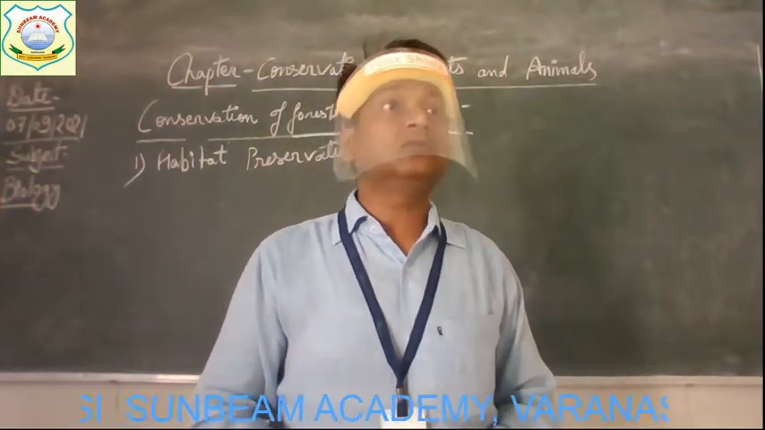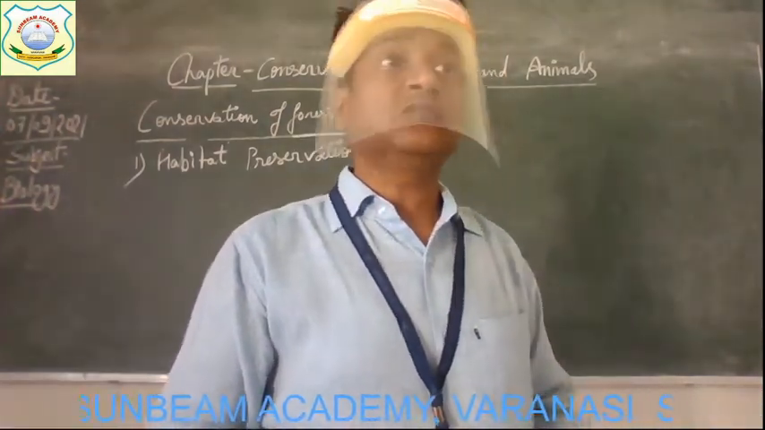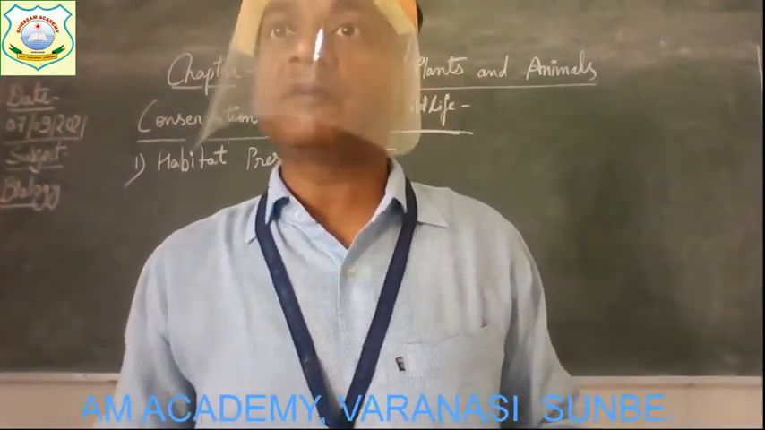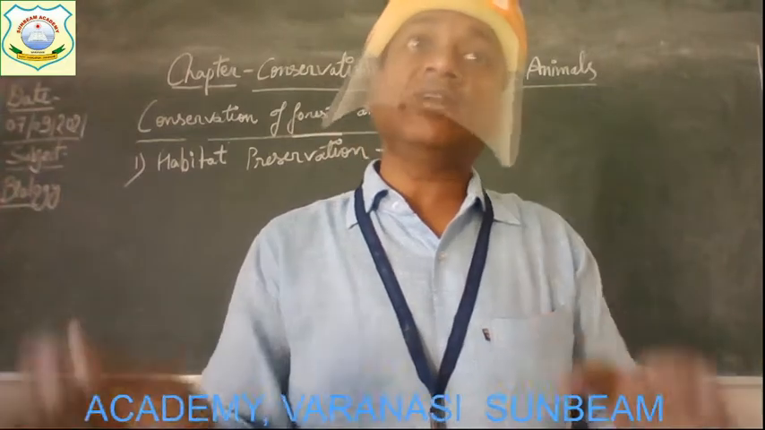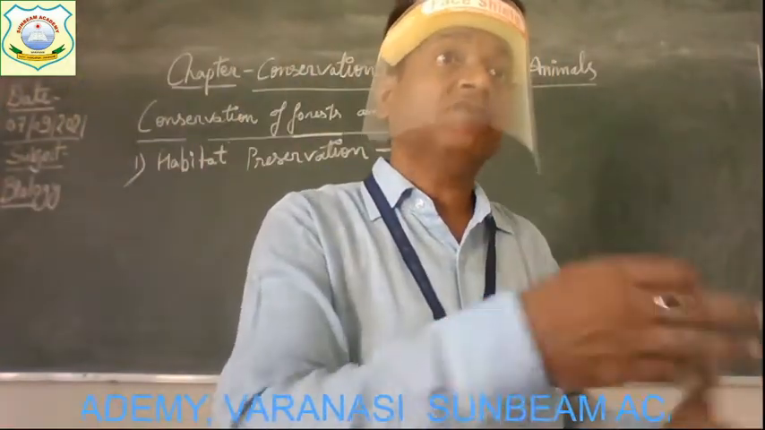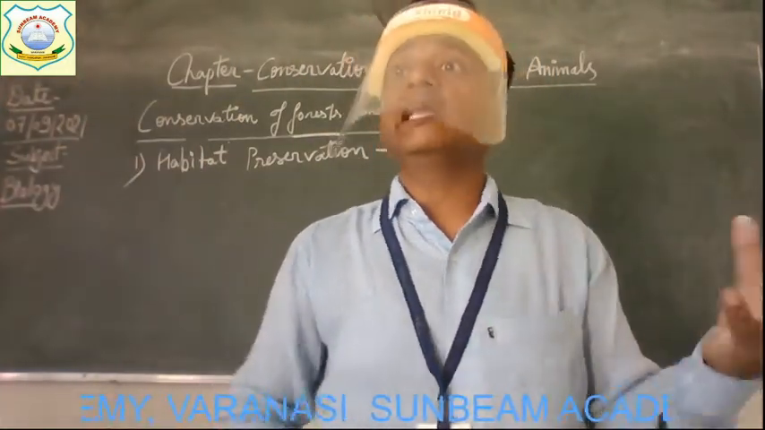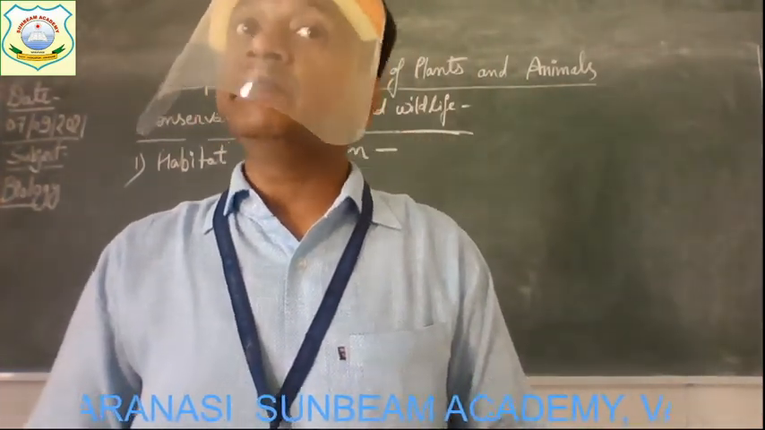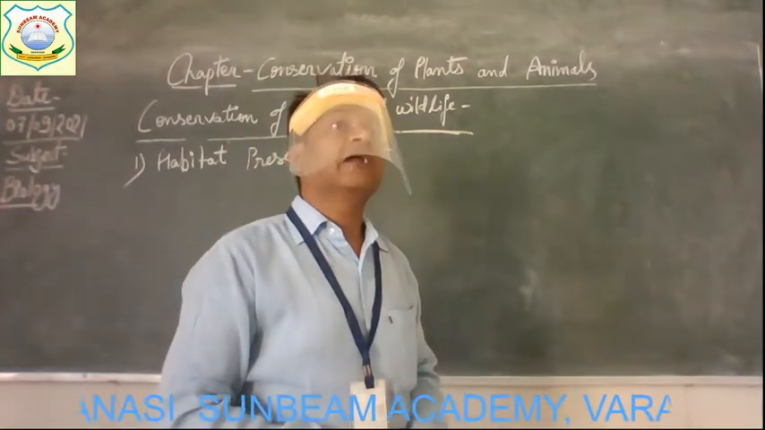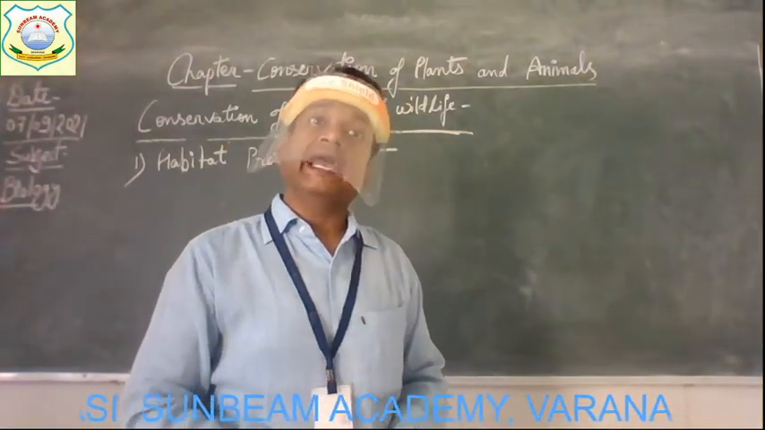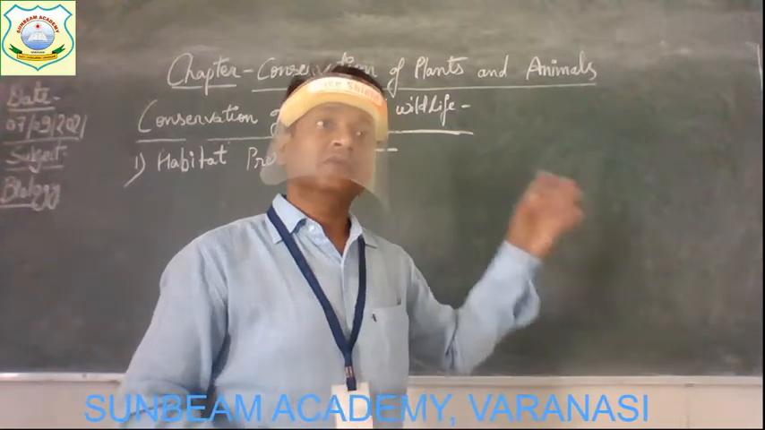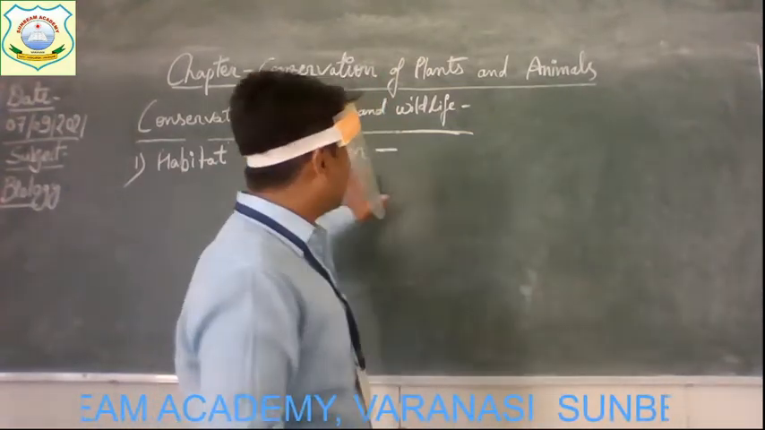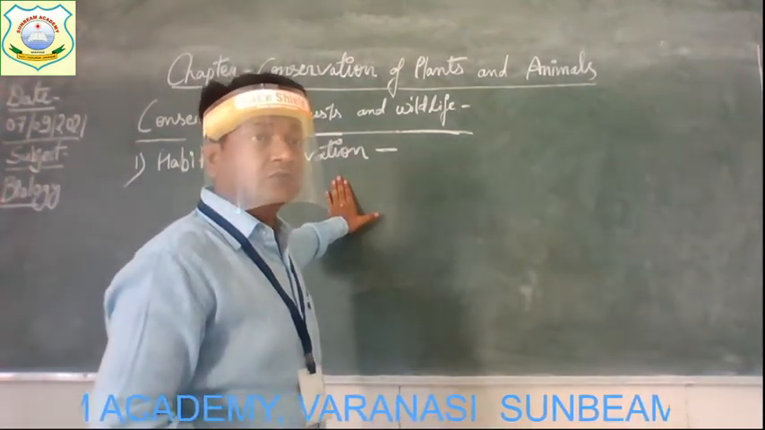And afforestation provides shelter and food for wildlife. If we plant new trees, new saplings, in place of the trees that are cut from the forest, then what will happen? That afforestation will provide shelter and food to wildlife. It means the wild animals are going to get their food as well as their home. How? From the forest. Get it? So this is one of the steps to conserve wildlife.